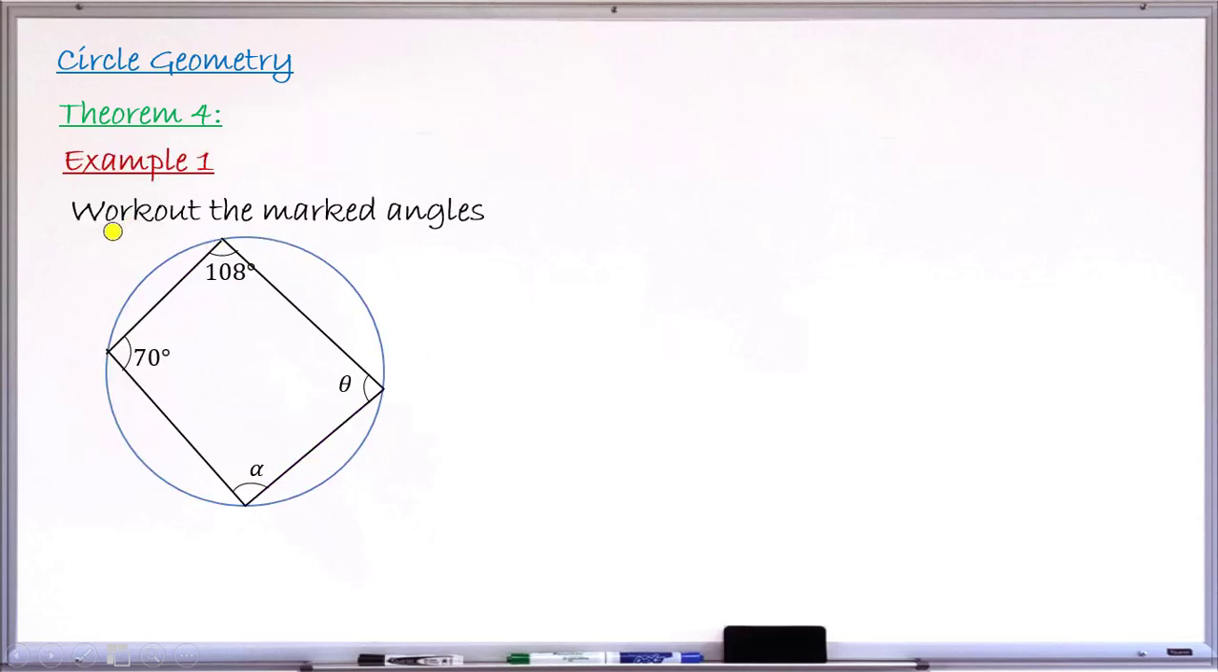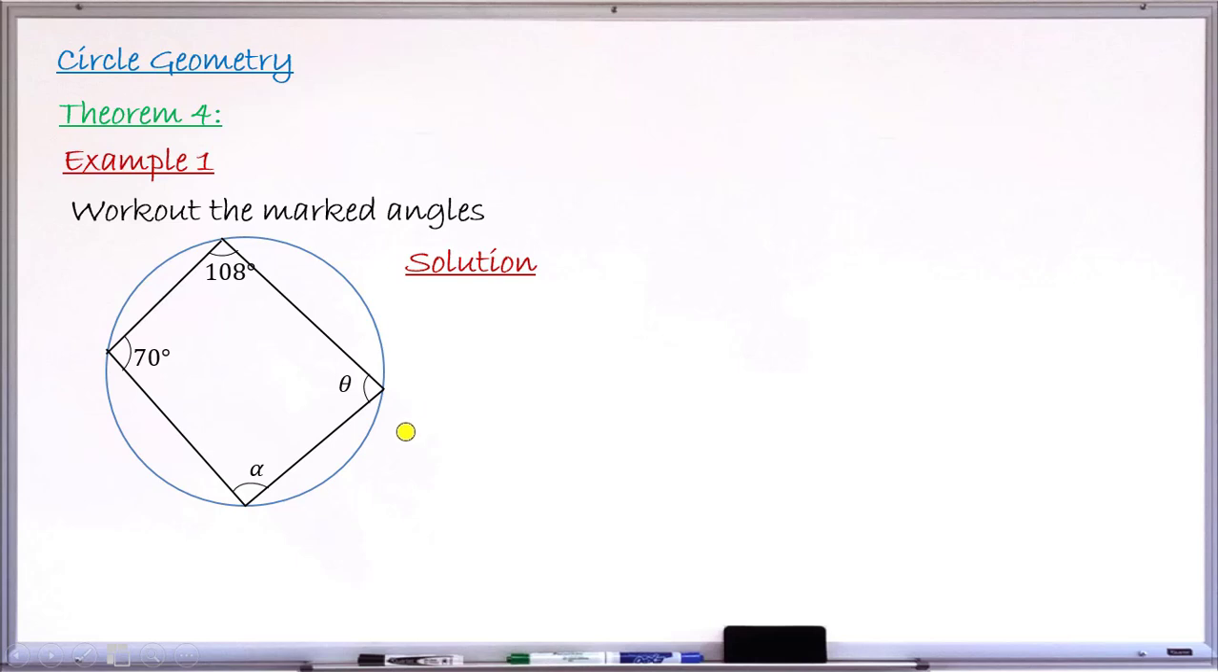Example number 1, you are asked to work out the marked angles. The marked angles in this drawing are alpha and theta. Solution to this problem. Looking at the drawing, it's a cyclic quadrilateral because I can see these 4 vertices all lying on the circumference of the circle. So from the theorem that we have just learned, you now identify the angles that are opposite in this cyclic quadrilateral. The addition of those 2 opposite angles will give you 180.